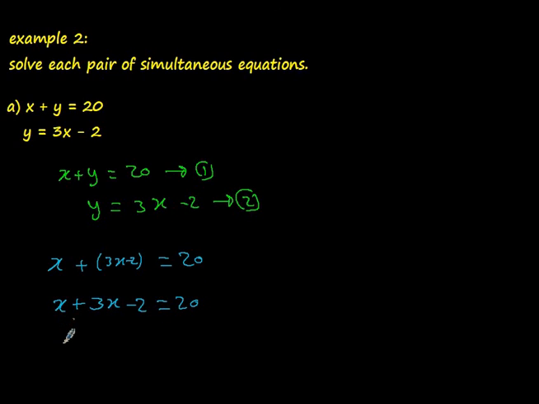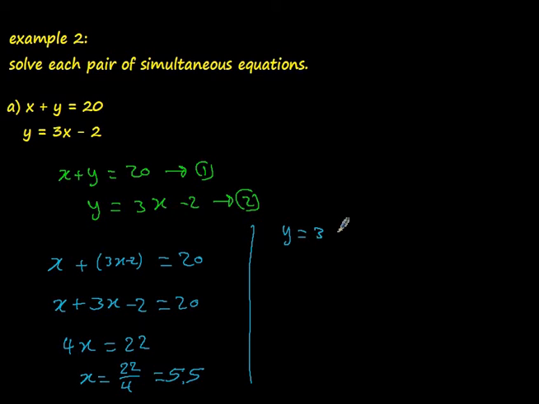And now let's compile like terms. We have 4x equals 22. And now guys, we divide by 4. 22 over 4, x equals 5.5. And now after you find out the value of x, you need to substitute in one of these two equations to find out the value of y. So let me substitute right here in equation number 2. I know that y equals 3x minus 2. y equals 3 times the value of x, 5.5, minus 2. Let's multiply. So y equals 14.5.